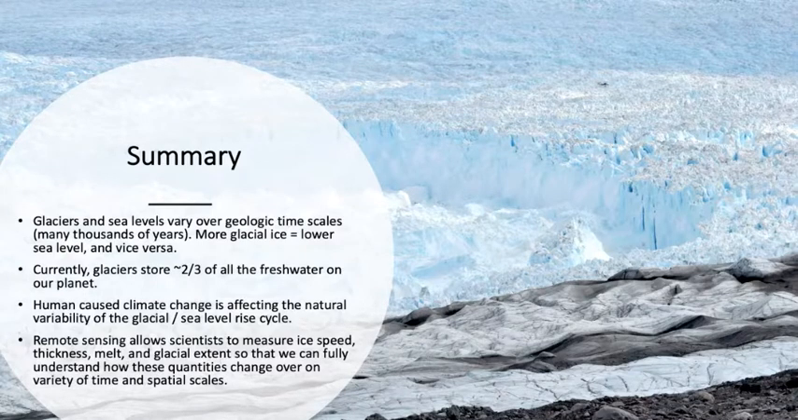And currently glaciers store about two-thirds of all the fresh water on the planet. And human-caused climate change is affecting the natural variability of the glacial sea level rise cycle. And remote sensing, such as the examples I've shown you here, provides scientists a way to measure the speed, the thickness, the melt, and the glacial extent, so we can fully understand how these quantities change over different time scales and different spatial scales, and allows us to look at the entire ice sheet, which would otherwise be impossible. And so with that, I'll take any questions, and I thank you for your time.